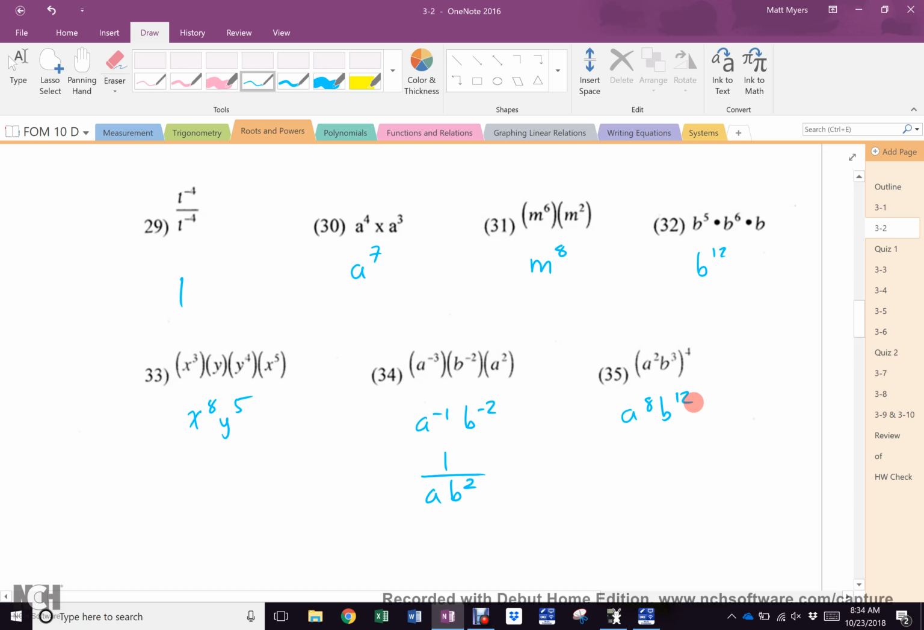Questions? Number 33, did you do like terms? Of course you do like terms. You can't put bases together that aren't the same.